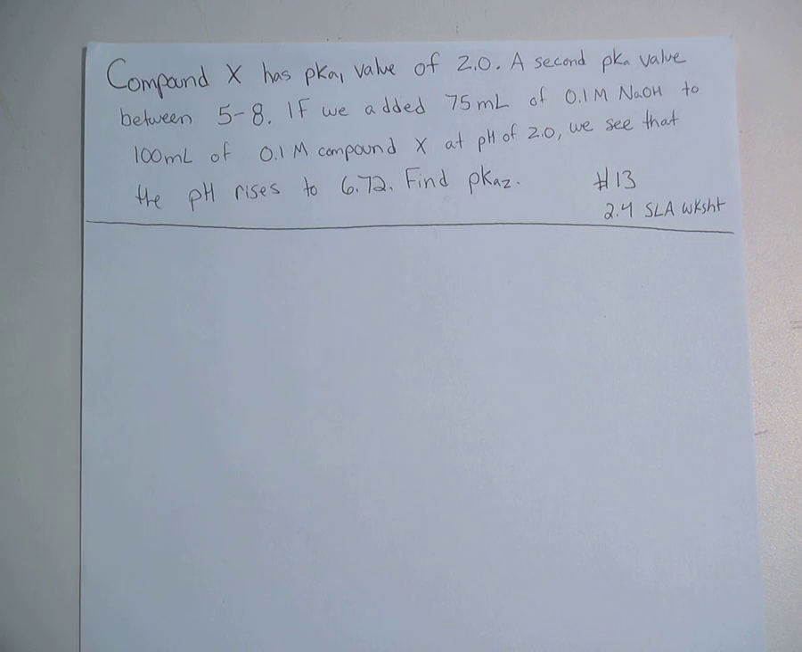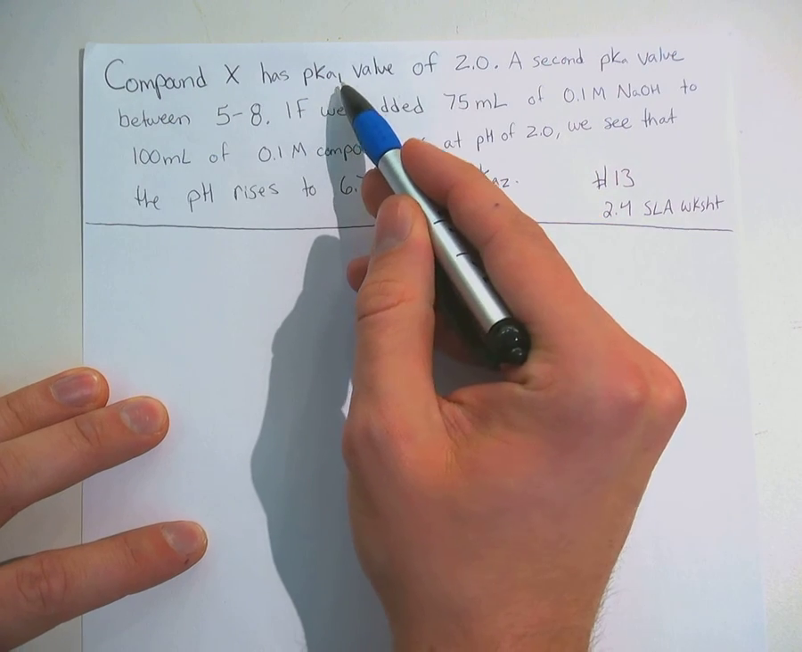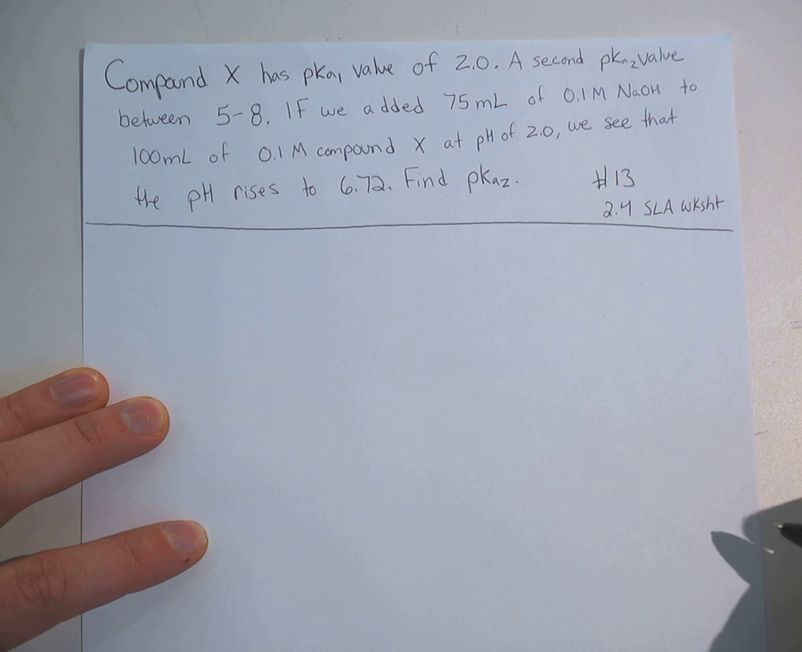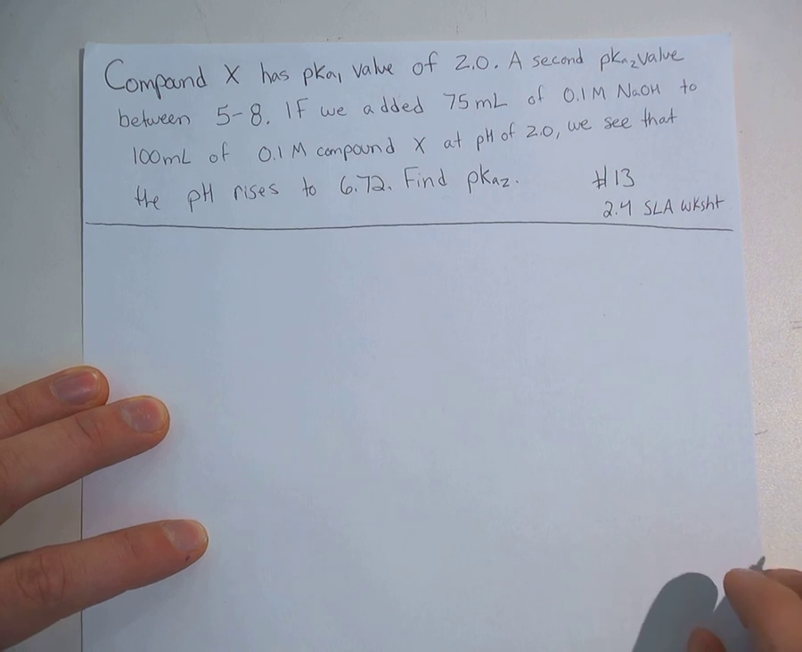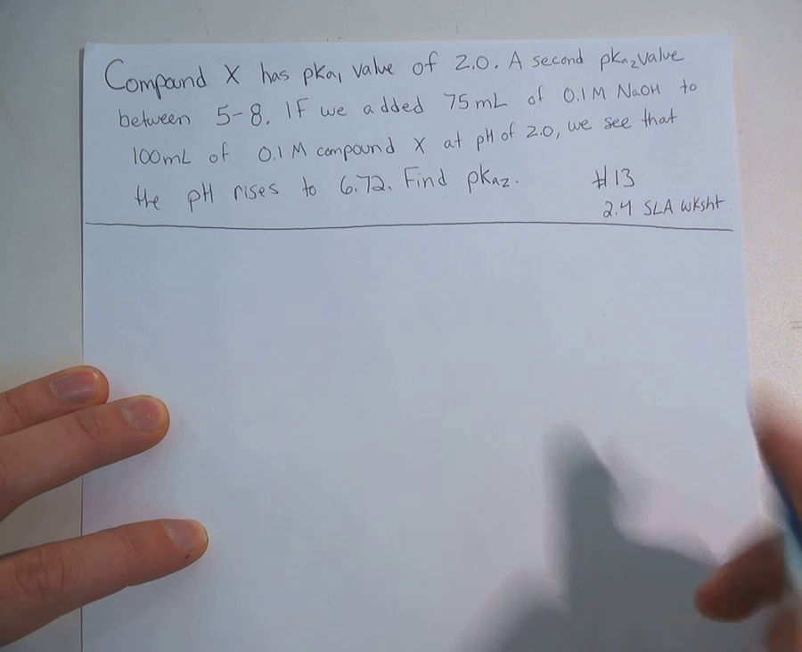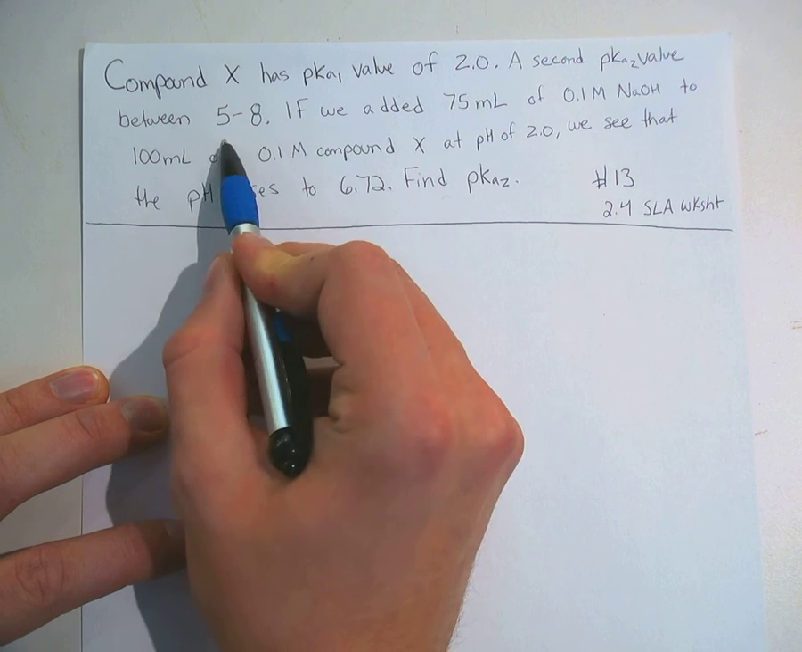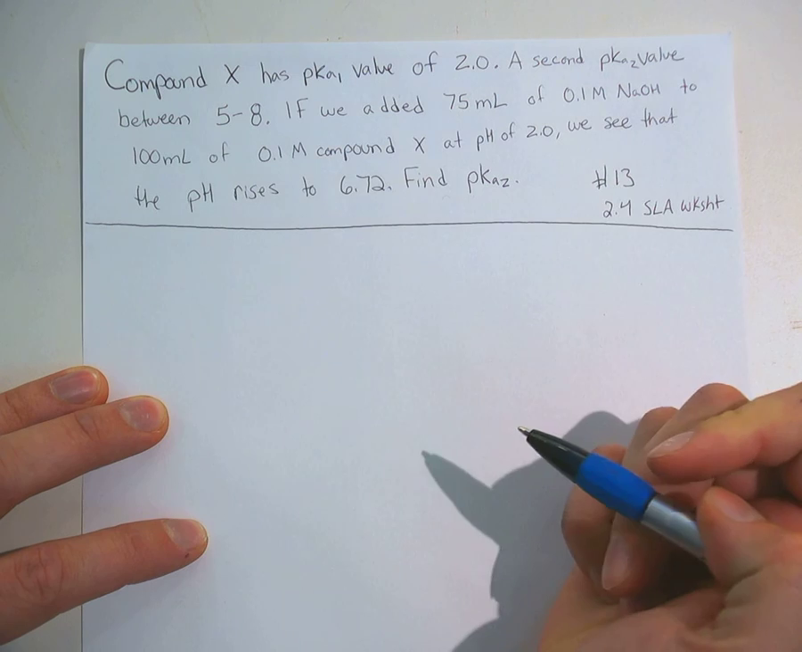You can go through and read it for yourself, but first, I realize I've got two different pKa values. I have pKa1 and pKa2. So that tells me I have a diprotic acid that I can lose a proton at pH 2, and I can lose a second proton at a pH somewhere between 5 and 8. And I'm going to be trying to find pKa2.